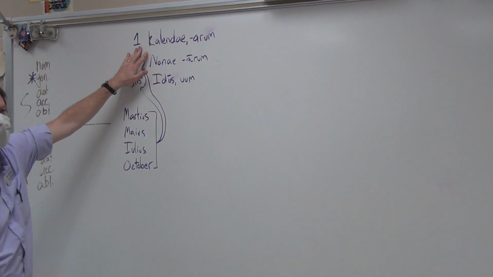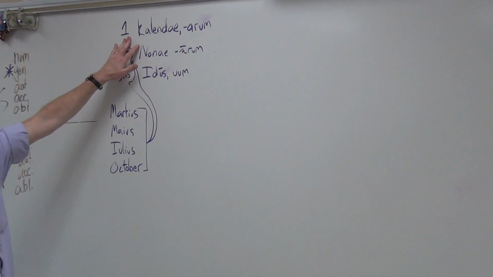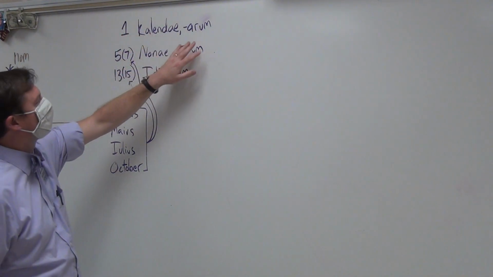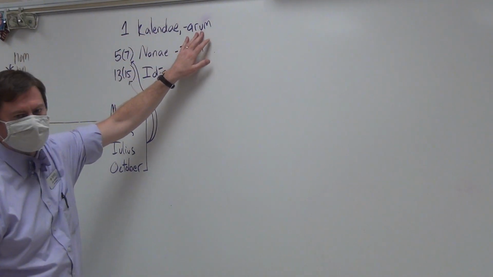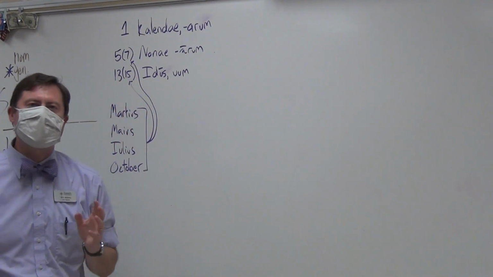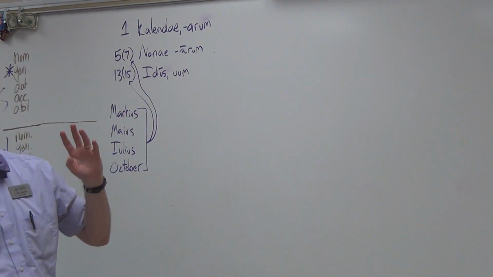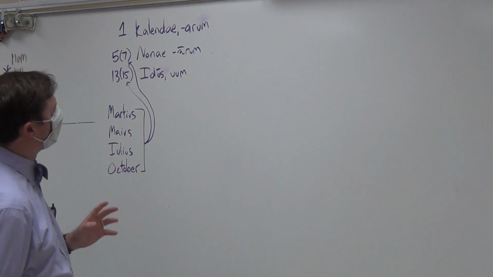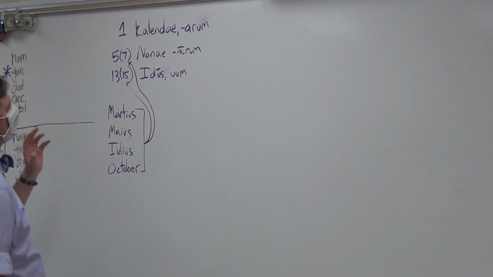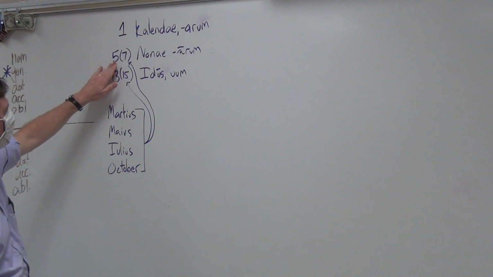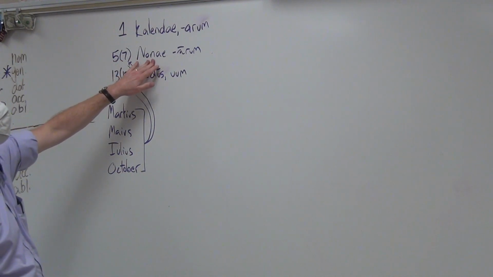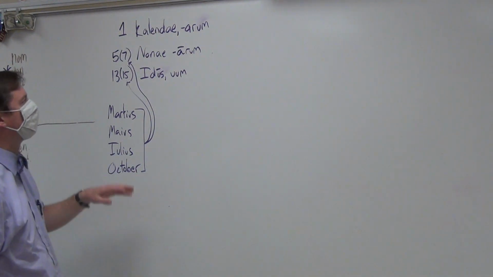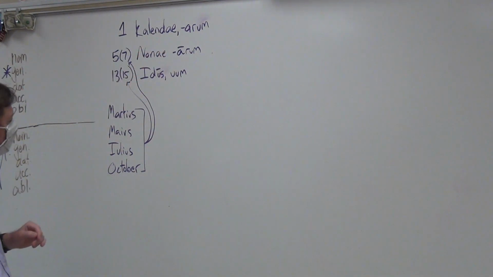The first day of every single month is called the calendae. Calendae, nominative plural, calendarum, genitive plural. The day names in Latin are always plural and always feminine. The 5th of every month they refer to as the nones or the noni, and then the genitive nonarum. Again, feminine and plural. Just happens to be first declension.